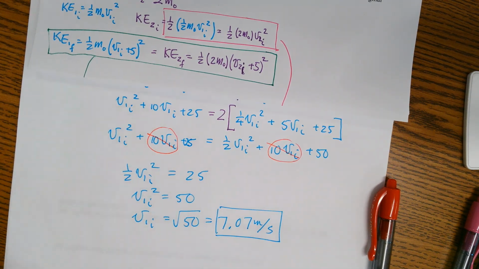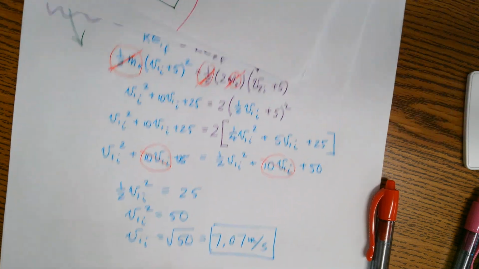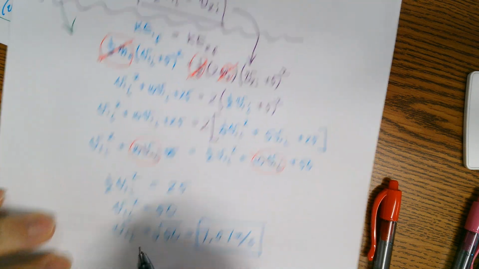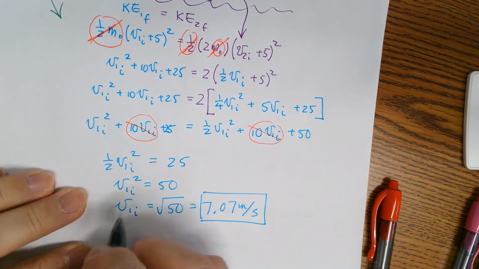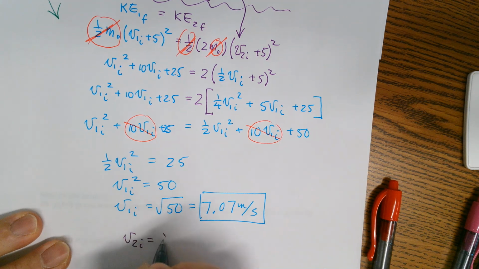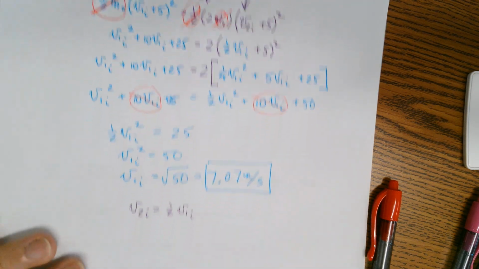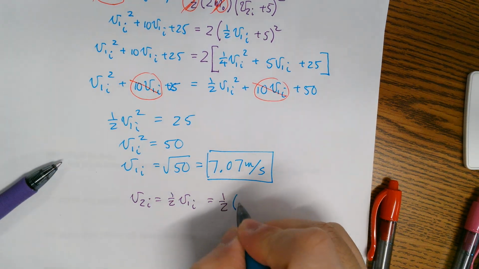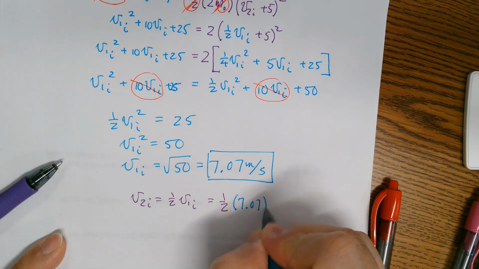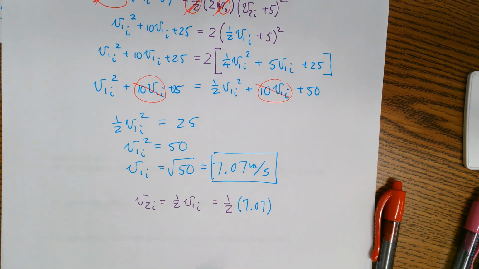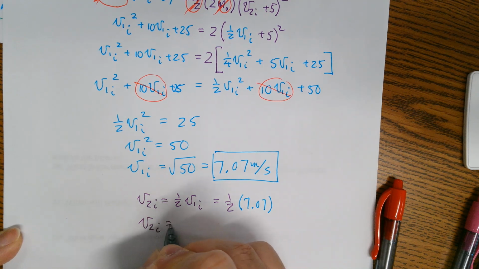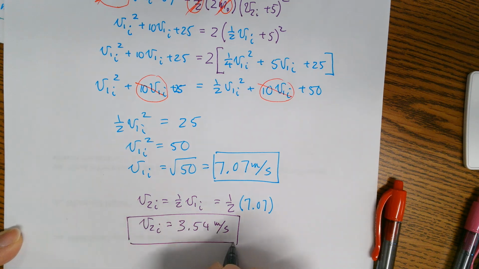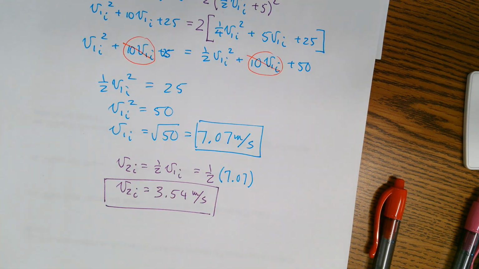Therefore, going back up, since I know that V2 initial is equal to 1/2 V1 initial, now I can say 1/2 of 7.07 is my V2 initial. So my V2 initial is equal to 3.54 meters per second.